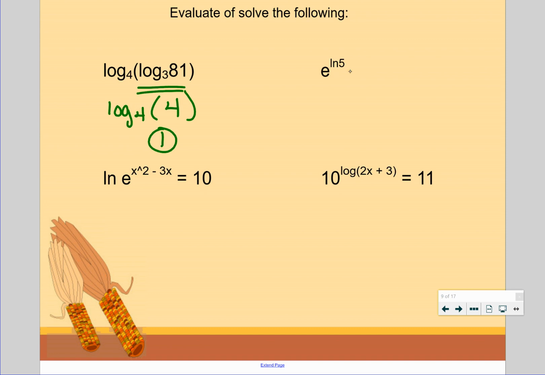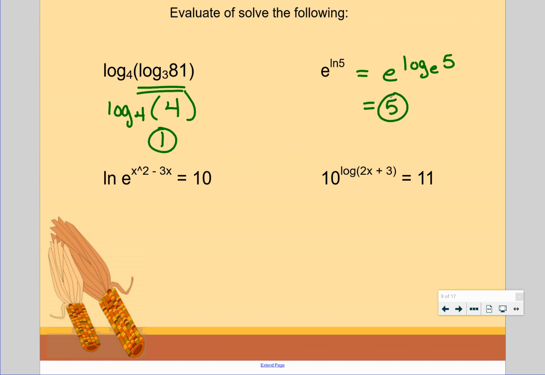e to the natural log of 5 power. I'm going to write natural log as log base e. So I see an exponent base e and I see a log base e. What happens? They cancel, and I'm left with 5. Easy.